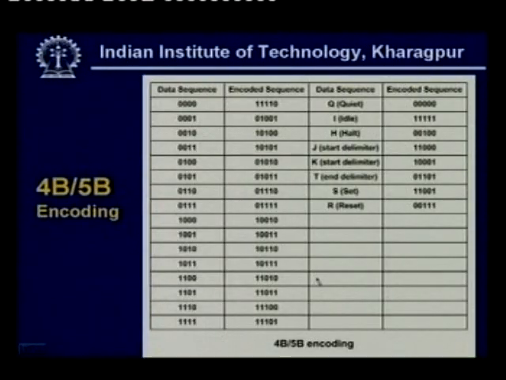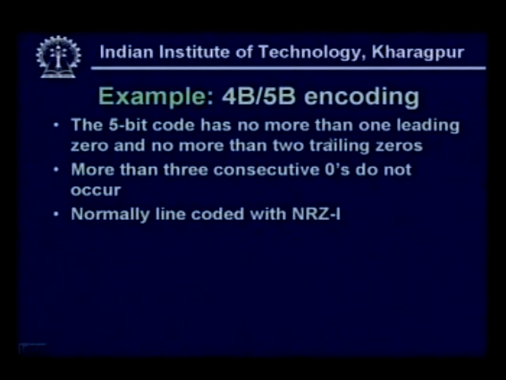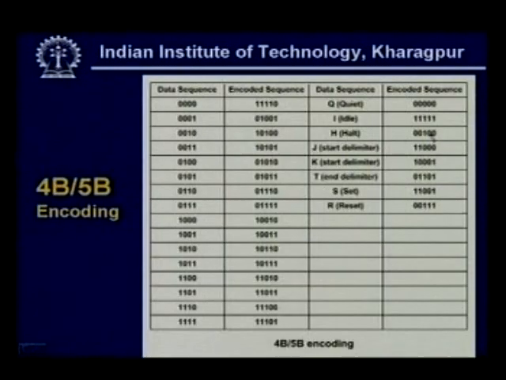Let us see an example of how the encoding is done. You see here there were 4 zeros, and 4 zeros have been replaced by 1 1 1 1 0. This is 5-bit, this is 4-bit. 0 0 0 1 is replaced by 0 1 1 0 1 0 0 1, and you can see here that when there is a long sequence of zeros like 4 zeros or 4 ones, 0s and 1s are introduced, and as I mentioned, it was necessary to have no more than one leading 0 and no more than 2 trailing 0s, that is being satisfied here.